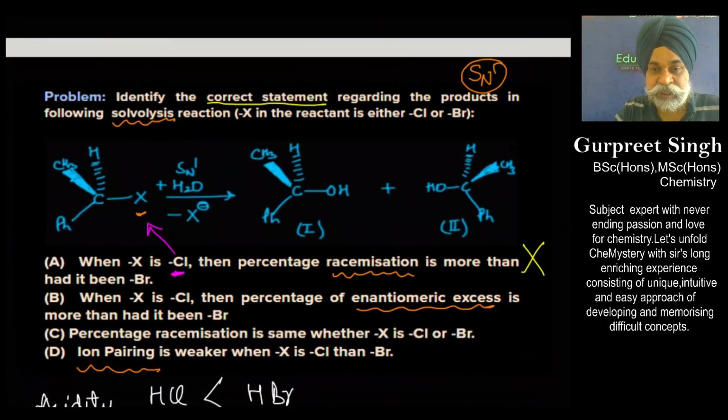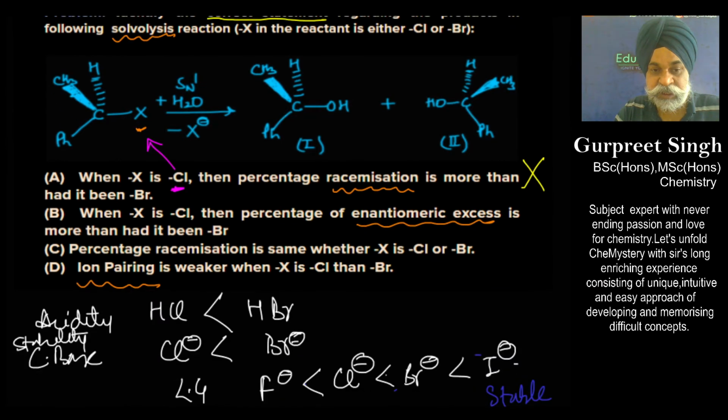And for the second point, if Cl negative is there, the percentage enantiomeric excess is more than with Br. So this statement is right. And option C would of course be wrong: percentage racemization is the same? No, it would not be. Ion pairing is weaker in the case of Cl? No, in the case of Cl, ion pairing is stronger.